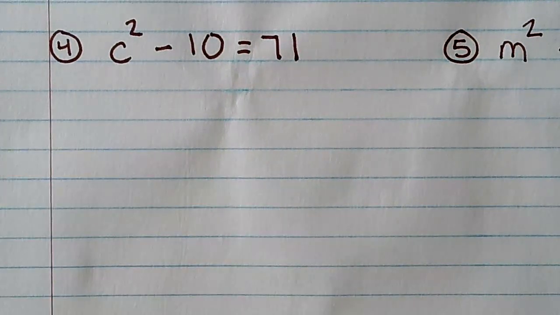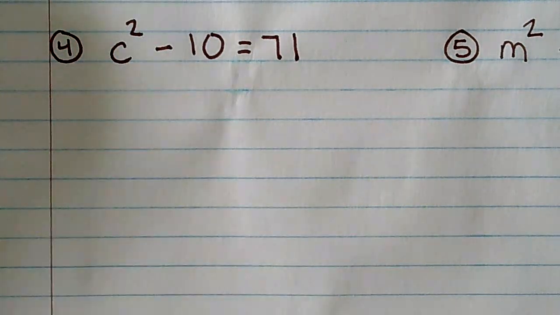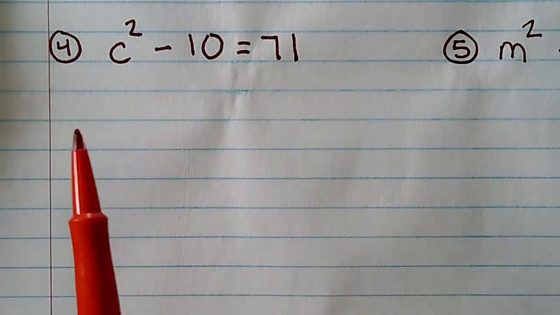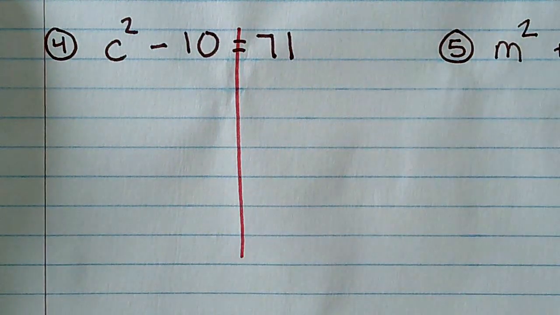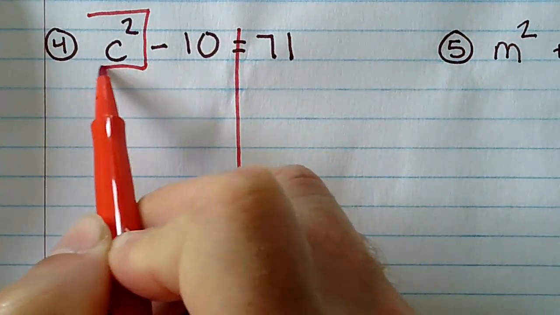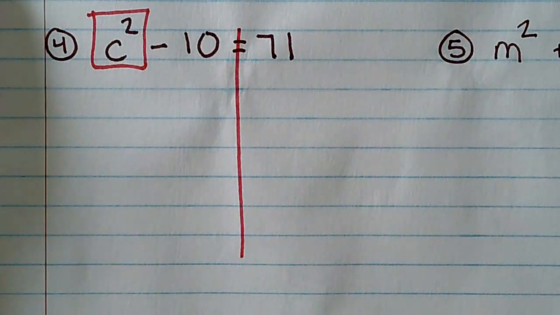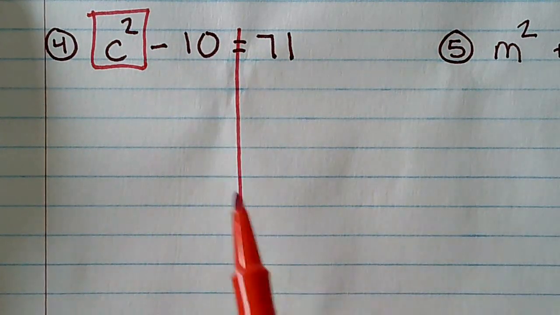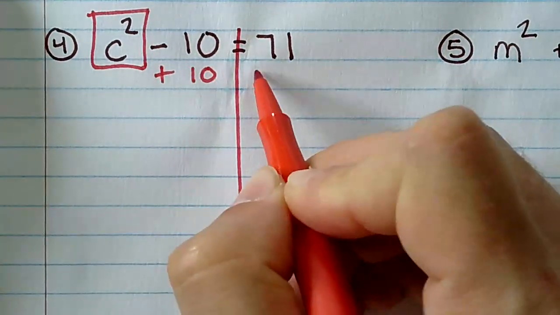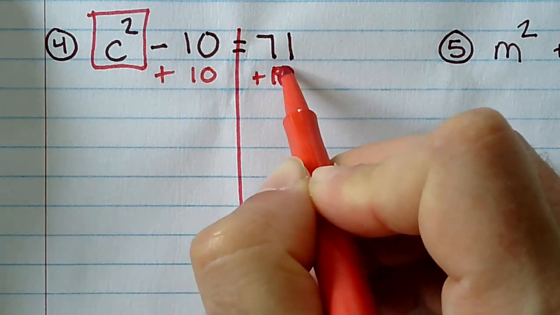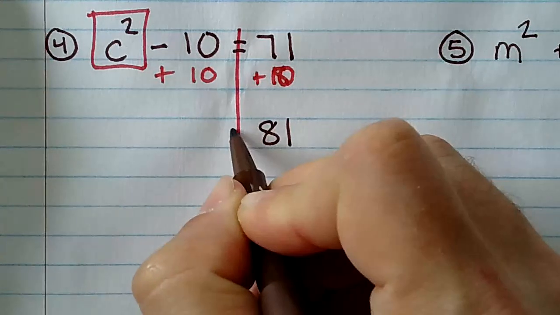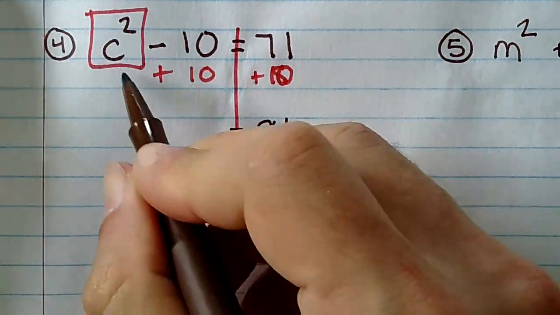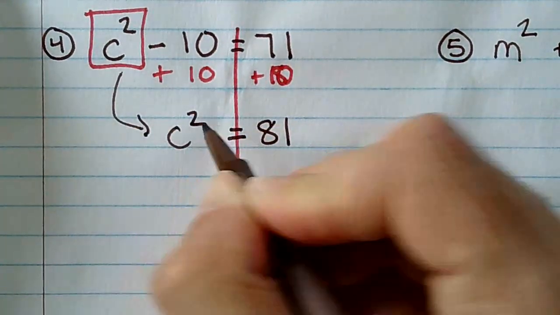Let's look at 4. Remember, you can stop and rewind if you need to just go through something again. Here I have 2 parts. This is actually a multi-step equation. We're going to draw a line, and we're going to put a box around the variable term. First thing I want to do is undo the subtracting 10. So we're going to add 10 on both sides. That's going to give me 81. And then I'm going to bring down the c squared.